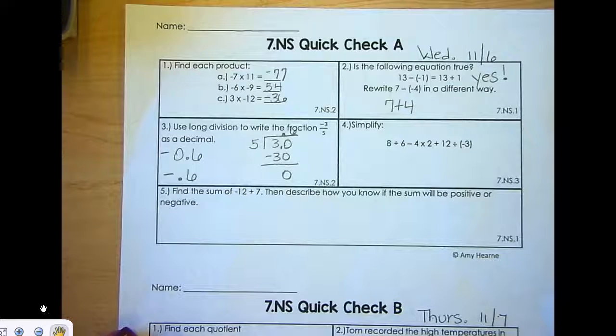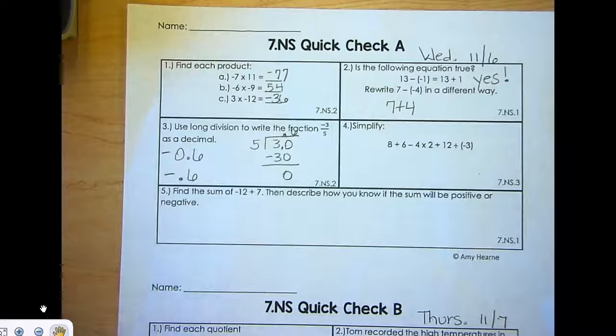Simplify 8 plus 6 minus 4 times 2 plus 12 divided by negative 3. Where am I going to start with this one? Dominic? Why would I start with addition? So probably if you raise your hand to answer, you need to have a strategy involved. So does order of operations, Dominic, say to start with addition? What does it say to start with? Nope. Division. Nope. Subtraction. Addition.